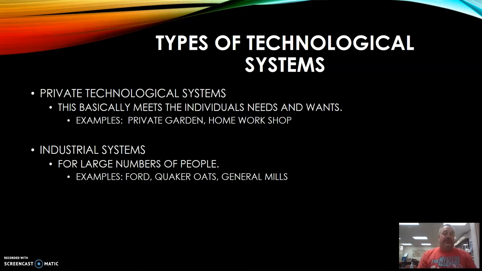Now, there are industrial systems, large numbers. These are for large quantities of people. Ford Motor Company would be an example. Quaker Oats, General Mills, these are all examples. They're creating products for a greater mass audience, okay? So they're looking to get out and cover the whole globe, okay? So those are the two types that you would ever run into.